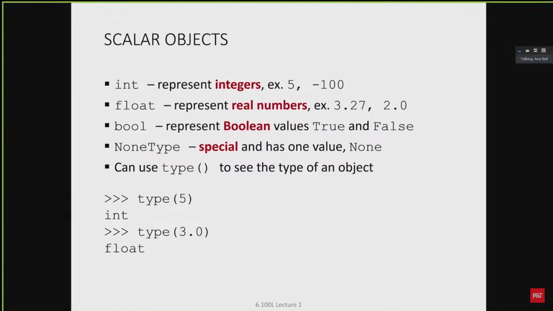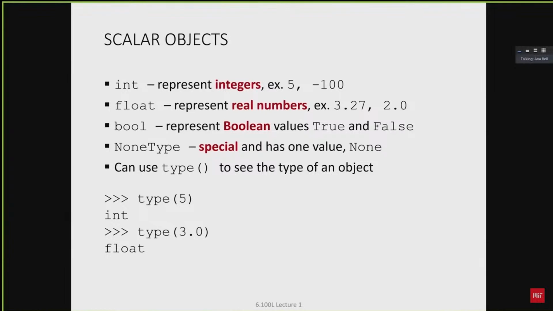So what are the types of the scalar objects? What are the types of the primitives in Python? Integers, so number 5, 0, negative 100, a million. Float is another type. It represents all the real numbers. So 3.27, 2.0 is a float because it has a decimal number, even though to us that just means 2. But to Python, if you put in 2.0, it says that's a type float. Negative 3.14159, things like that.